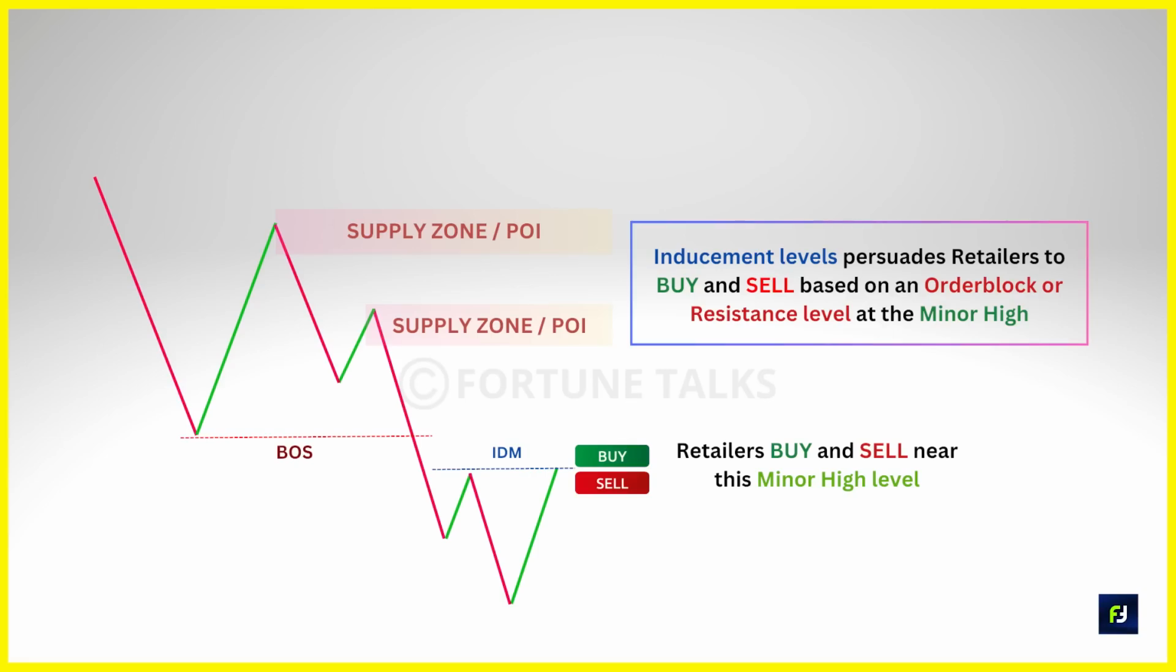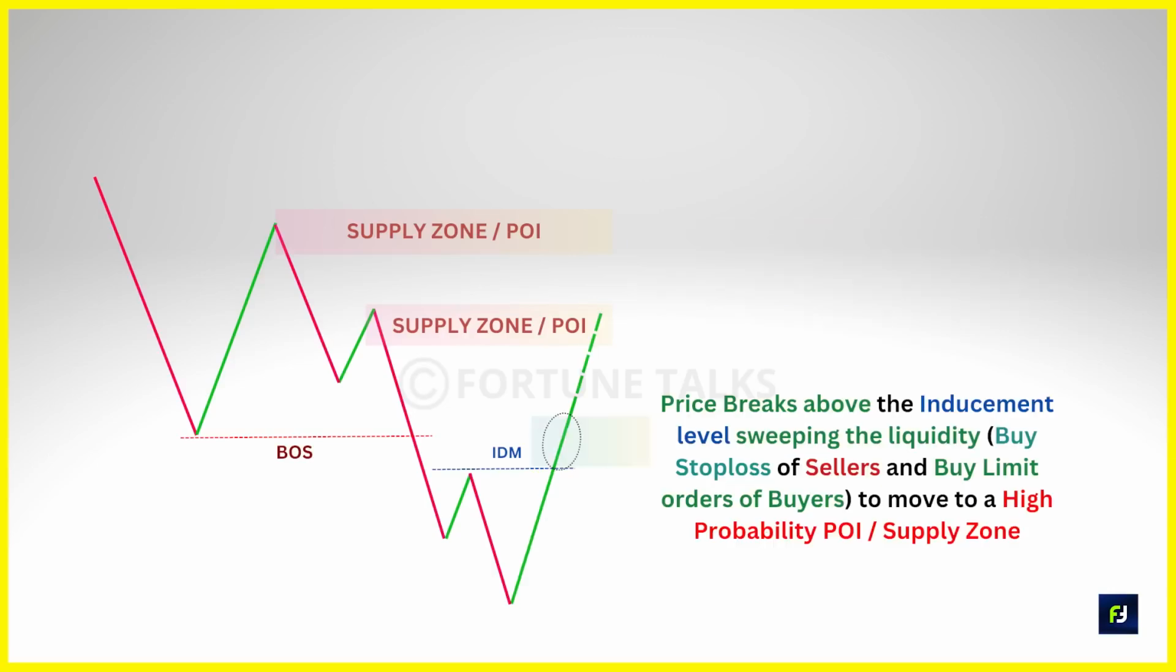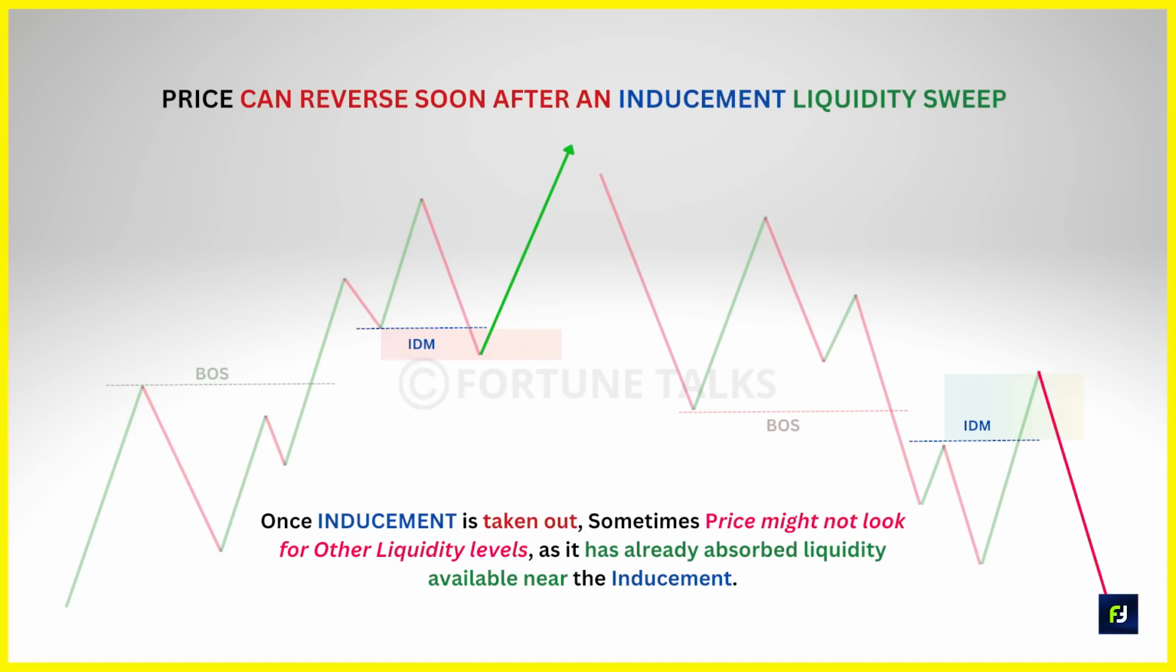In a similar manner, inducement persuades retail traders to enter into a long trade position from an inducement level, which is below a price of interest or a supply zone during a bearish market structure, thereby making them to trade in the wrong location and in the wrong direction. So most often or not, price will break this inducement level and take out the retailer liquidity. So this is a very common smart money trap, and this is why it is always recommended to take trades once the liquidity associated with an inducement level is taken out.